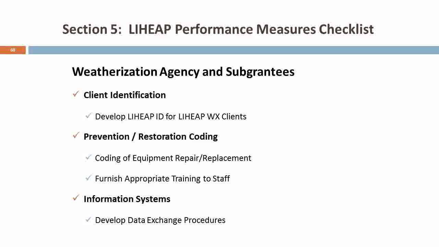Making sure, once again, that you're coding equipment repair and replacement and giving training to staff in that regard. And then data exchange procedures. So are you expecting this information quarterly, monthly, annually? What date do you need it by? What's your turnaround time? And how do you want it? Do you want it in Excel or Access, or do you want them to be inputting into a database that you already have?